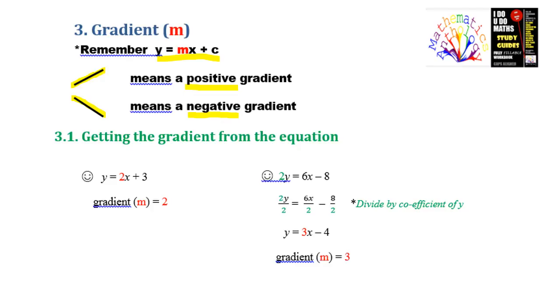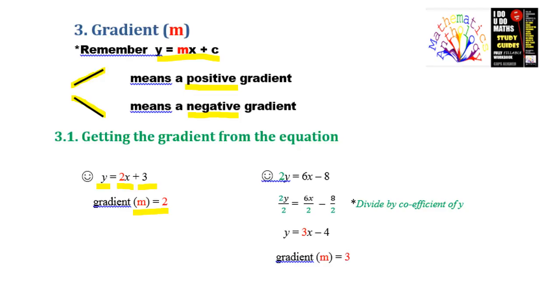So getting the gradient from the equation, if we're given an equation y is equal to 2x plus 3, that is in the form y is equal to mx plus c. So your m, if you match it, is 2. So your gradient will be 2.